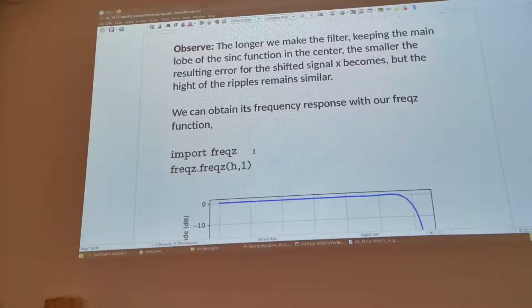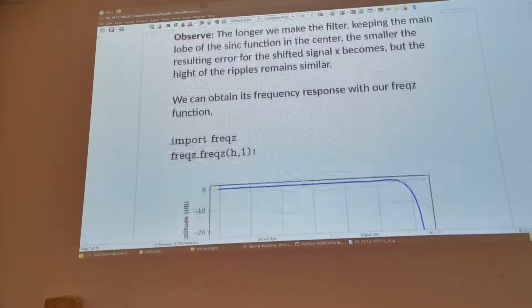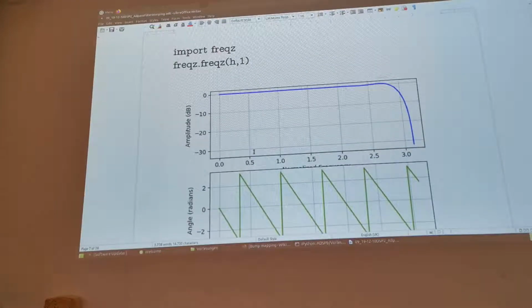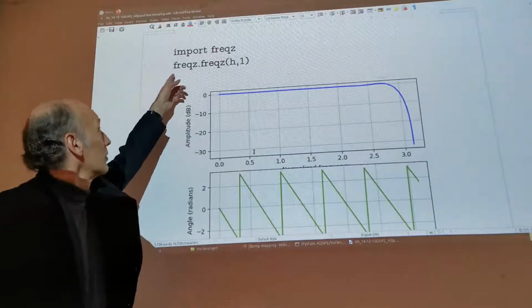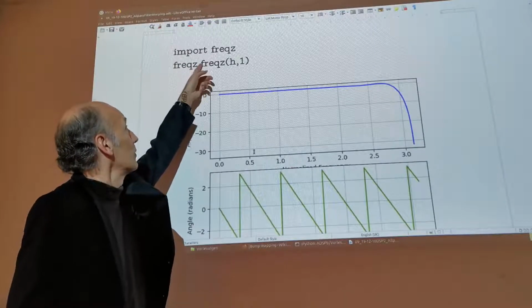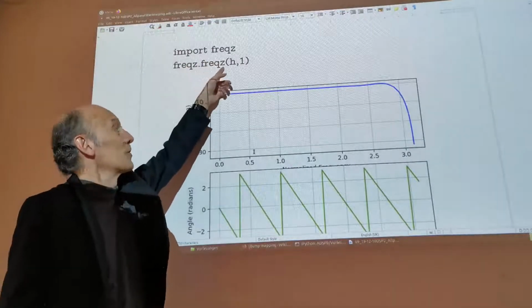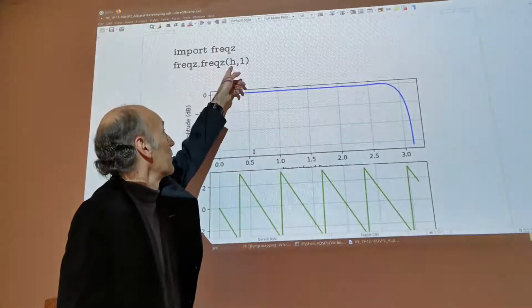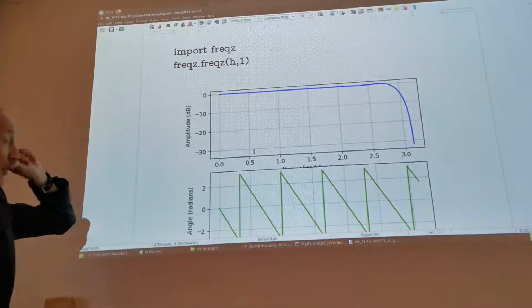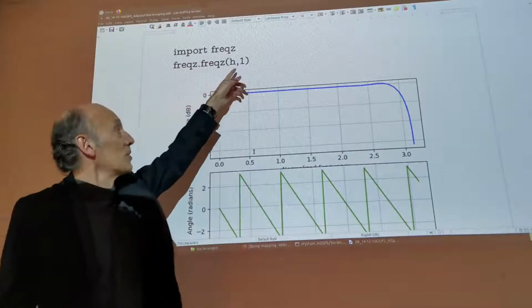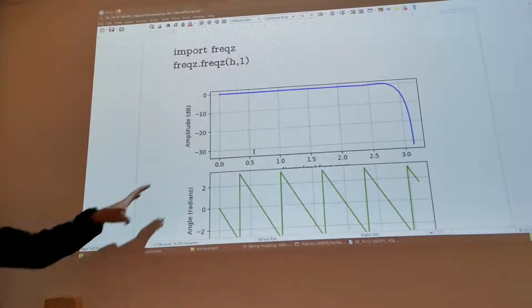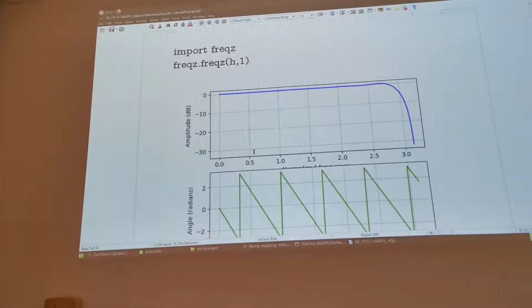So I imported this Frexi function from Moodle, and then I use it. I apply it to our filter here, so it's using Frexi, so this is the library, .frexi, this is the function inside this library. And here you can see the argument. So this is the numerator, and then this is the denominator, which is 1 in this case, because we have an FIR filter and not an IIR filter. And here you can see the resulting frequency response.